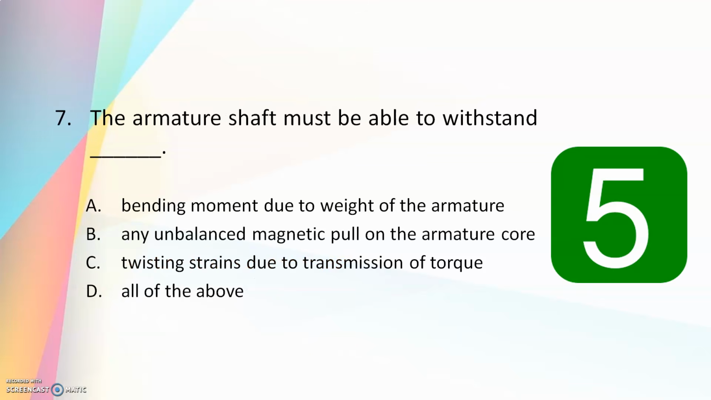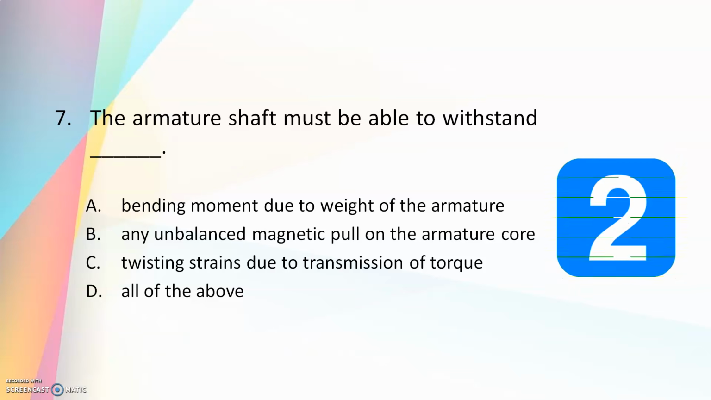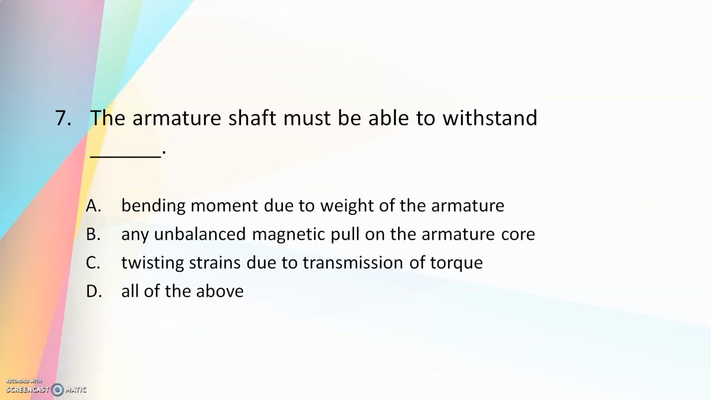Armature shaft must be able to withstand: bending moment due to weight of the armature, any unbalanced magnetic pull on the armature core, twisting strain due to transmission of torque, all of the above. And the answer is obviously, all of the above. The armature shaft must be able to withstand all of these.